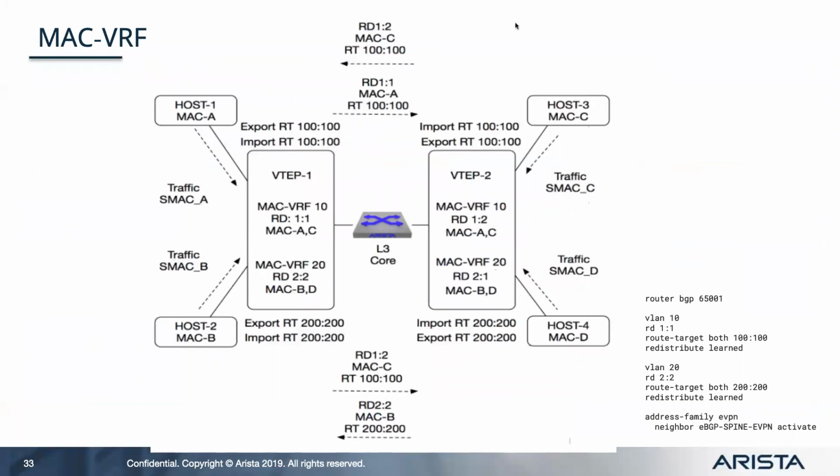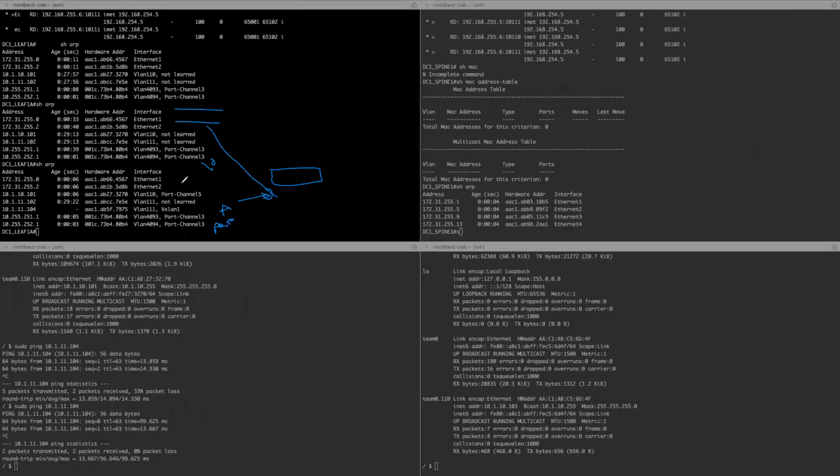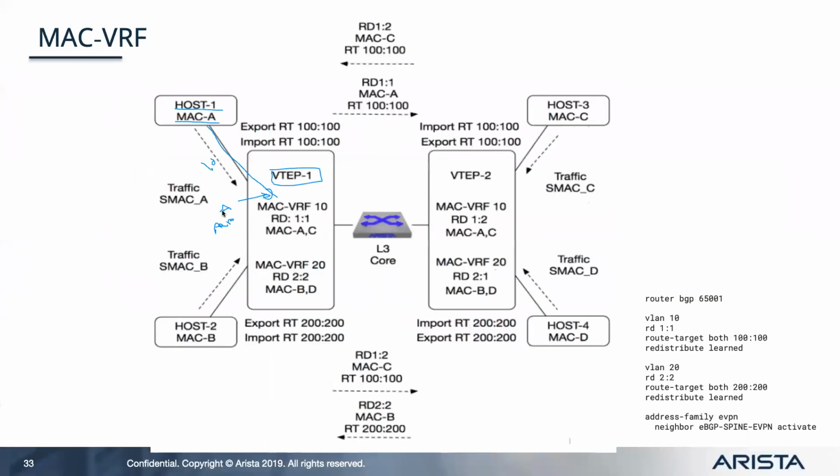So let's say this is host 1 and MAC A. As soon as you send out any packet to your gateway, VTEP 1 is the gateway for that VLAN, VLAN 10 let's say, you learn the local MAC, MAC A, and also the ARP for this host locally, the way we have seen here. MAC and ARP are learned. As soon as you learn the MAC address, let's talk about MAC right now to avoid more complication, you learn the MAC A locally.